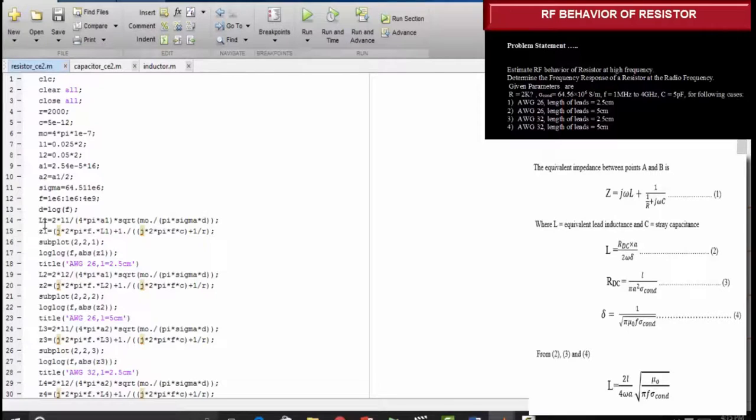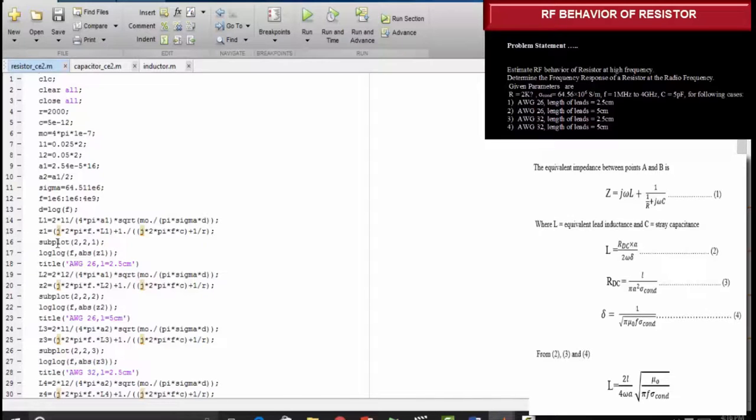Now, from the formula which we have already seen, we have written this equation, and Z1 is also written accordingly. Now we use dot slash in order to get the output. If you miss this dot and just represent it normally, you won't get the output.